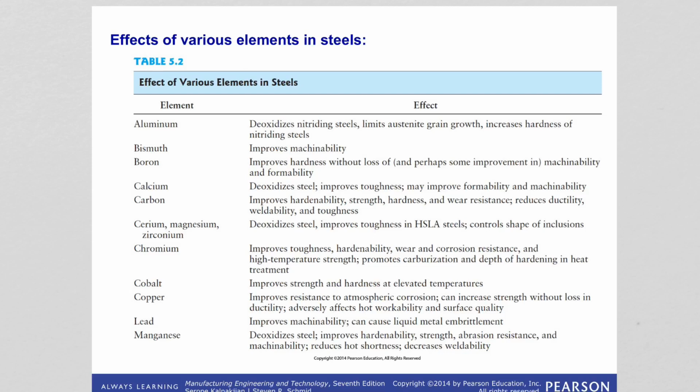I don't expect you guys to memorize all of these, but read through it. And certain ones that are important, just keep in mind, such as carbon. As we see, it improves hardenability, strength, hardness, wear resistance, while reducing ductility, weldability, and toughness. And chromium is important to achieve corrosion resistance in stainless steels. Keep that in mind.